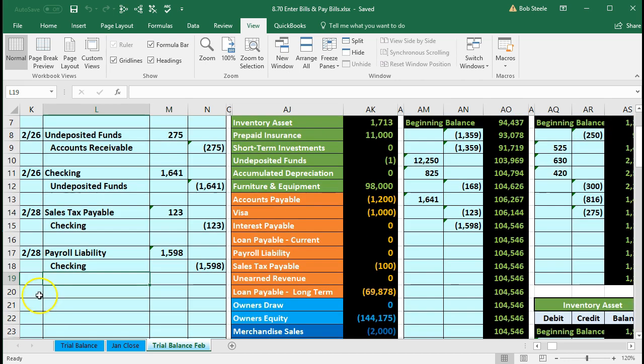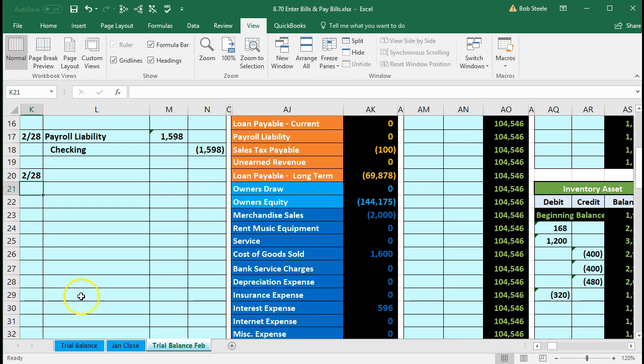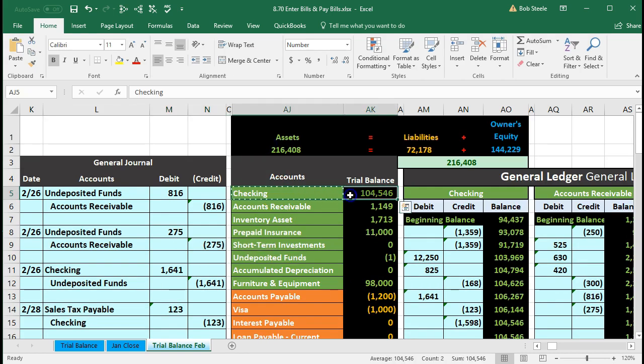So we're going to go down here. This is going to be at the end of the month. So we are down here in K20, and we're going to say 2/28 is the date. And then we're going to go back up top, and we're going to ask, is cash affected? First, we're going to say cash is not affected, because we're going to say that we paid these on account.